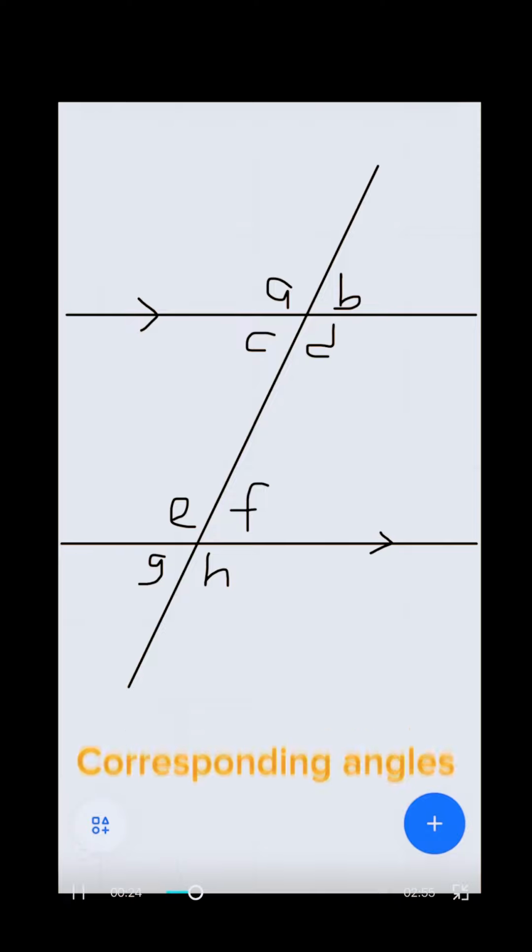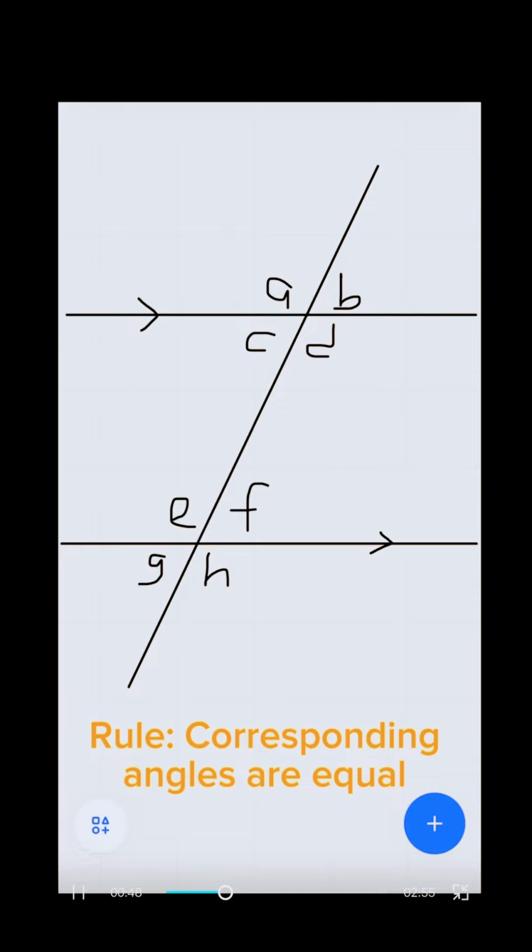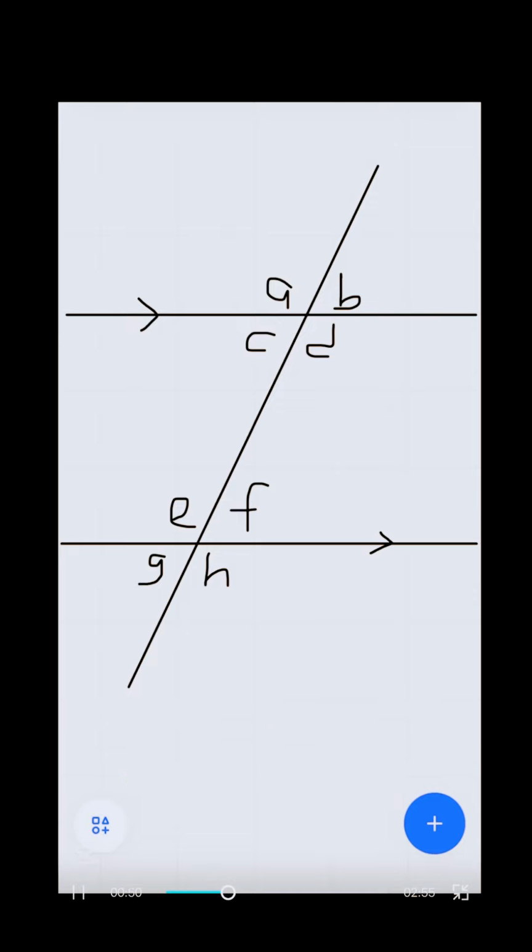Let's start with corresponding angles. Angle A is at the top of the first line. Now look at angle E. It sits in the same position on the second parallel line. That means angle A corresponds to angle E. Similarly, B corresponds to F, C corresponds to G, D corresponds to H. The rule is that corresponding angles are equal. So, for instance, if A is equal to 60 degrees, then E is equal to 60 degrees and so on.